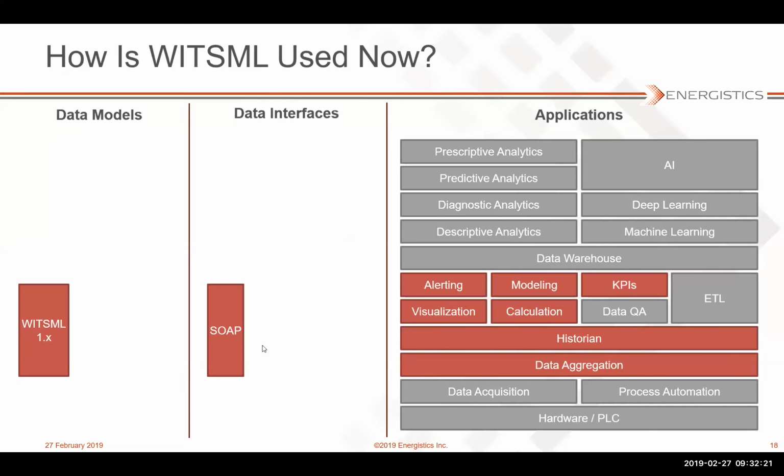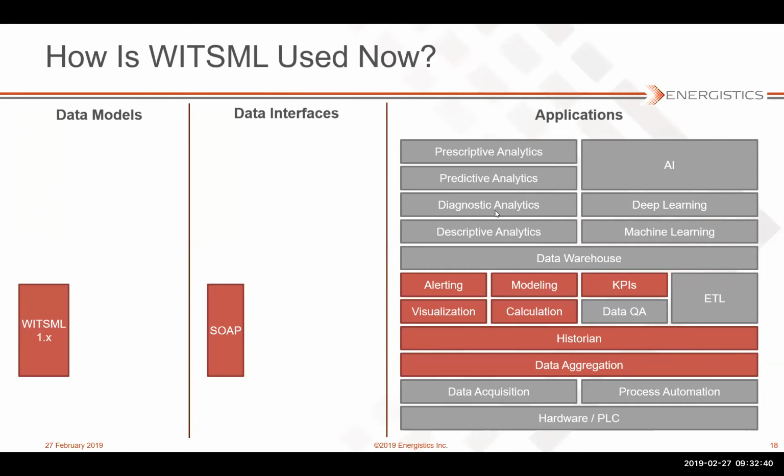So as an example, I'm going to talk through WITSML and how it's used today, and how some of these challenges are starting to be addressed using WITSML, but there's still some further opportunities for improvement. So this is a little bit of a thought exercise.